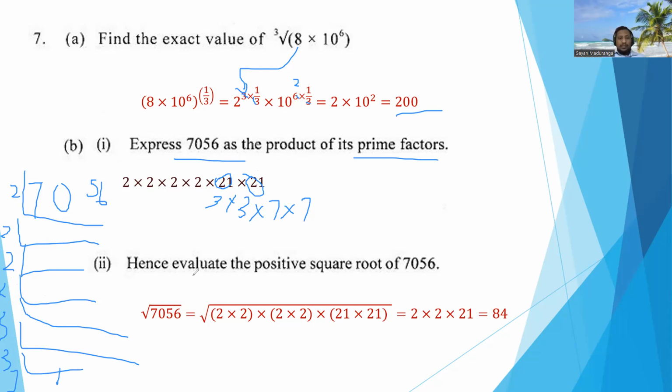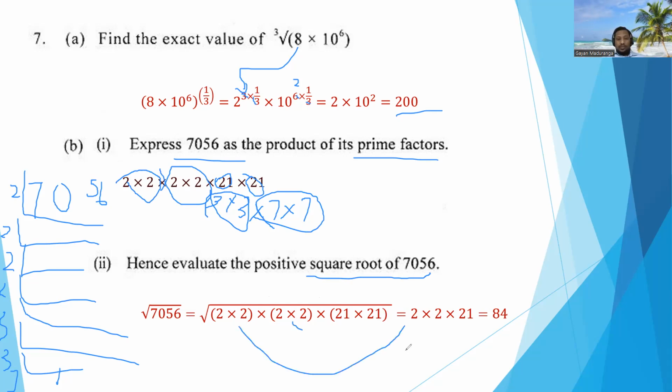What's the final answer? Hence, evaluate the square root of 7056. When you have numbers as pairs, it's pretty easy: 2, 2, 2, 2, 3, 3, 7, 7, right? So instead of each pair we take one: 2, 2, and 3 times 7 is 21. So the final answer is 84.